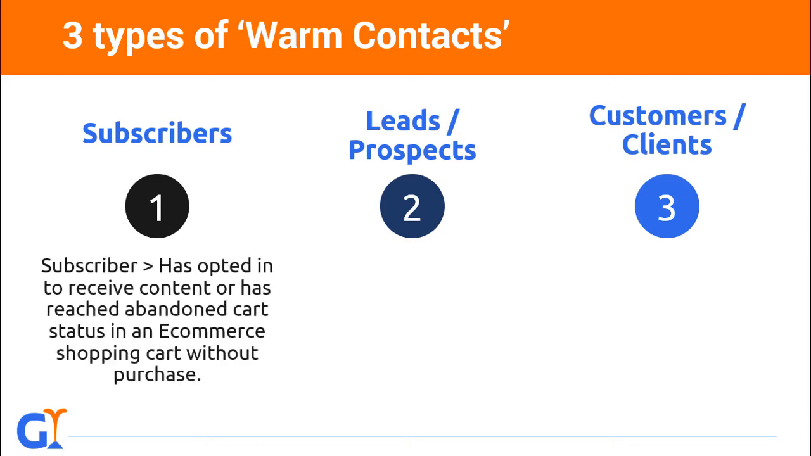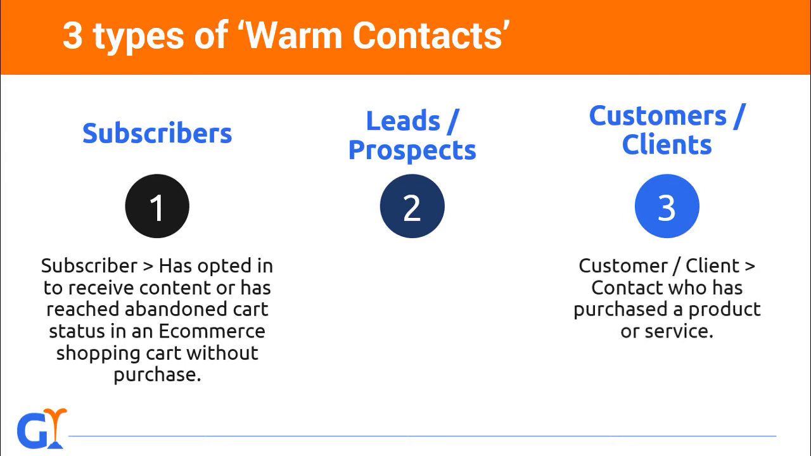A subscriber is typically somebody who has opted into a piece of content or somebody who has added an item to his or her shopping cart but has never purchased. The key is that they've volunteered their information to your company but have never purchased. A customer or client is self-explanatory. They're somebody who has purchased a product or service from you.